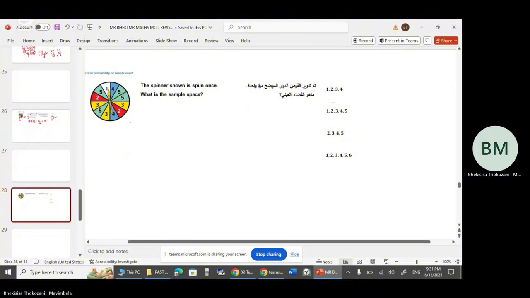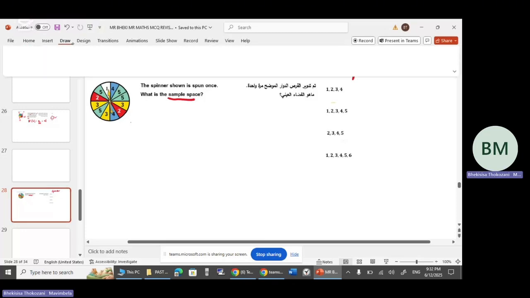It says the spinner is spun once. And what is the sample space? Okay, this question, guys, is very easy, but sometimes because people do not understand this term sample space, they mess it up. Let me just give you another example before we answer this question. If I gave you a word like, let's say the word spinner. Let's take this word here, spinner. Then I asked you for a sample space here.